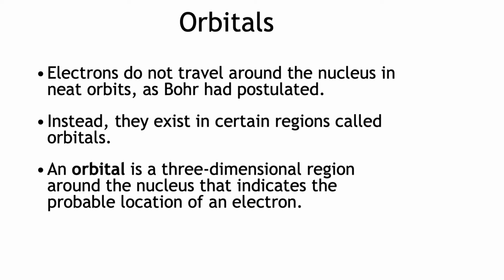Orbitals. Electrons do not travel around the nucleus in neat orbits, as Bohr had postulated. Instead, they exist in certain regions called orbitals.